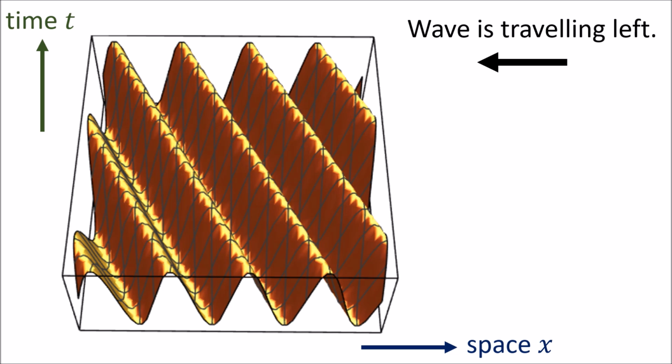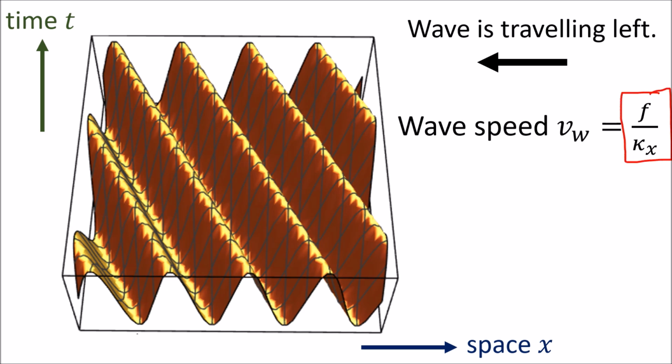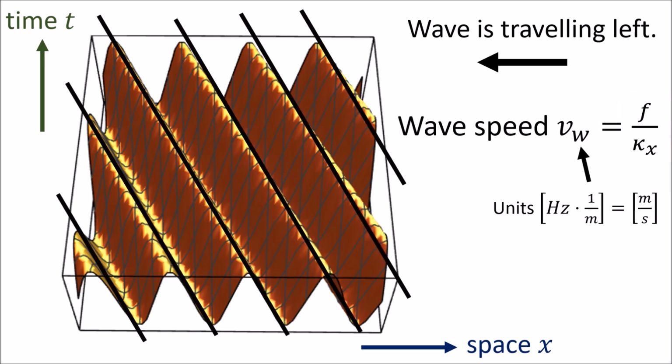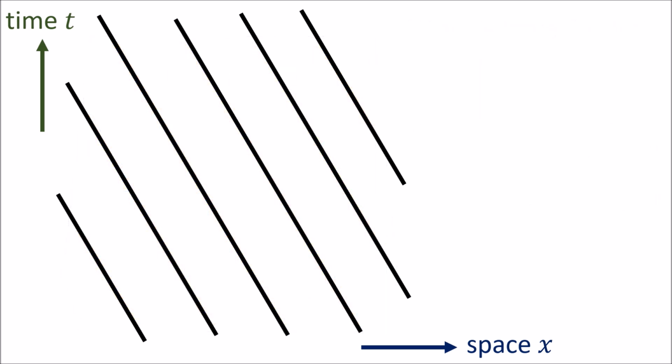The speed of the wave is given by how much distance one of these peaks covers in a unit of time, and it is equal to the frequency divided by the wave number. This has units of distance over time, which is what we expect for speed. We can simplify this diagram just by drawing lines that represent wave peaks. But we can still see that the wave is traveling left, and we can still see how often it changes in time and space.